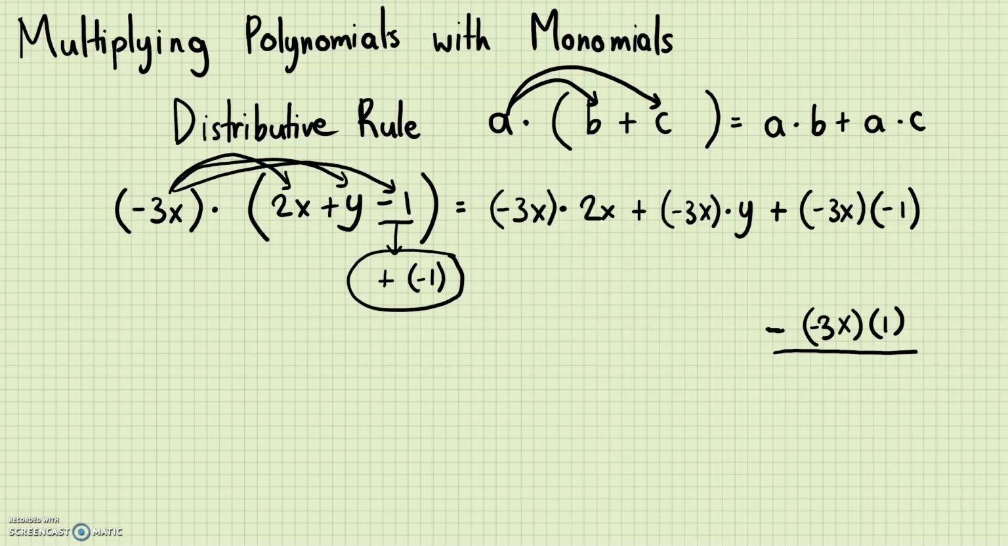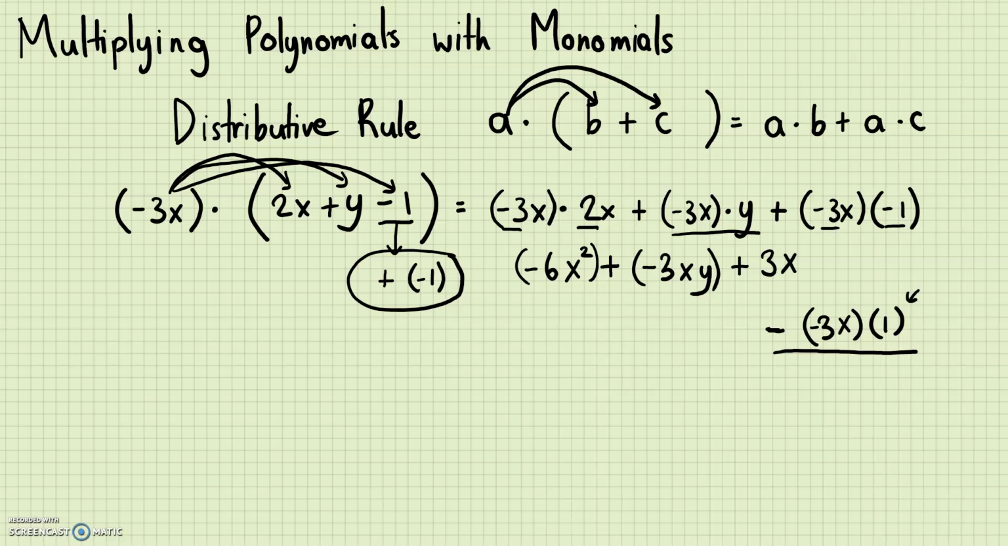So for the first part, you'll get negative 3 times 2, which is negative 6, and x times x, which is x squared. Plus, here we can't really combine anything, so we just leave it as is. Negative 3xy. Okay, let's just put these in parentheses. Plus the last part, negative 3 times the negative 1 is just positive 3x. And notice if we used this method down here, you'll get the same answer.